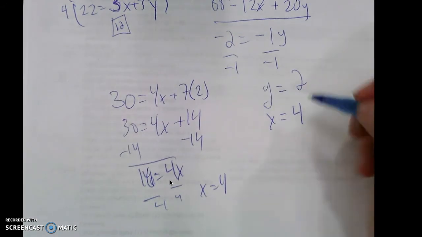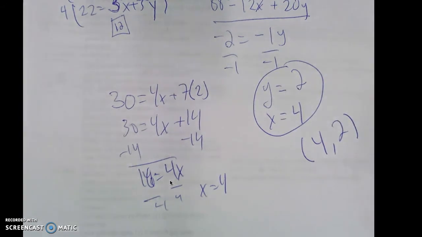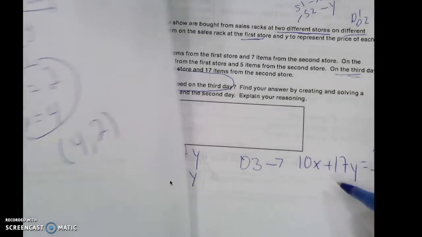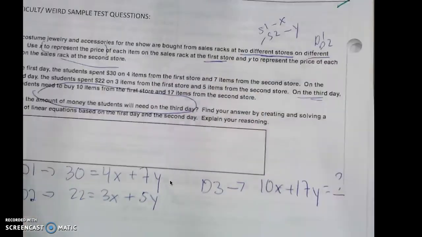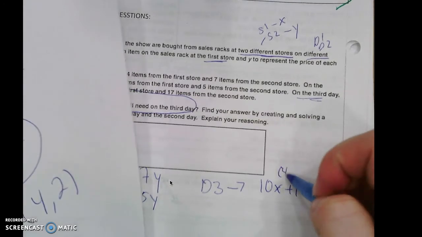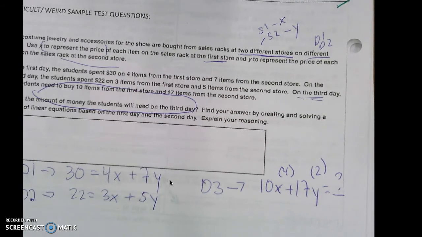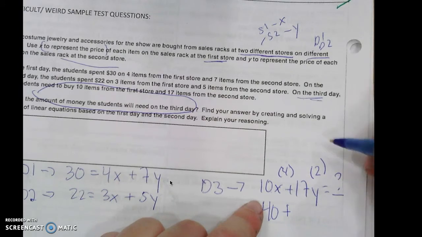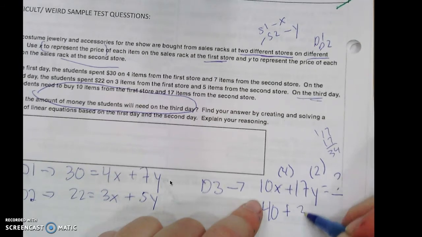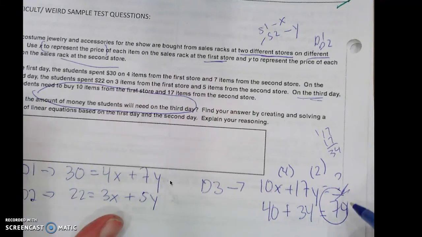Okay, so now I know that my solution is 4, 2, that's not what it's asking me. It's asking me to find the solution and then apply it to this third day. So, I don't know why my camera's not letting me do this. So, let's go ahead. We know that x is 4 and y is 2. So, let's just get it done. 40 plus 17 times 2, 34, equals 74. So 74 is my total.